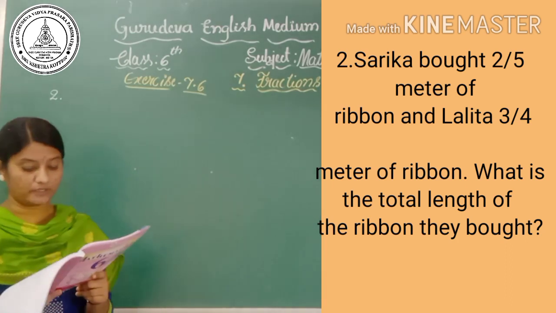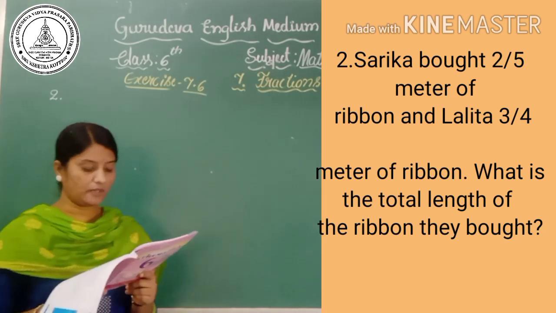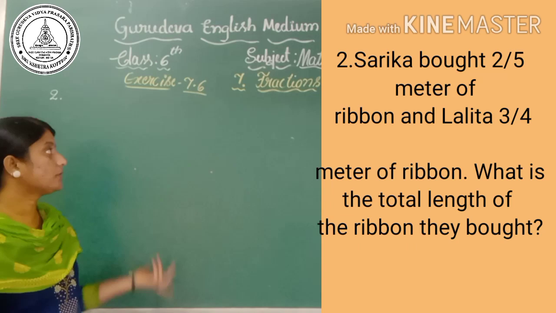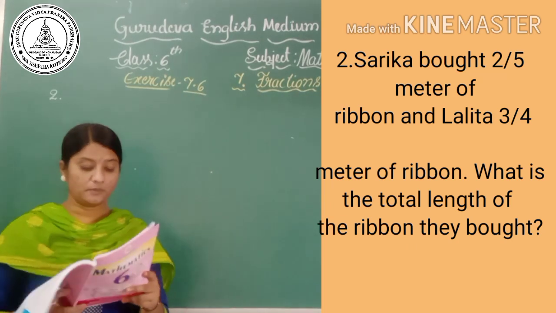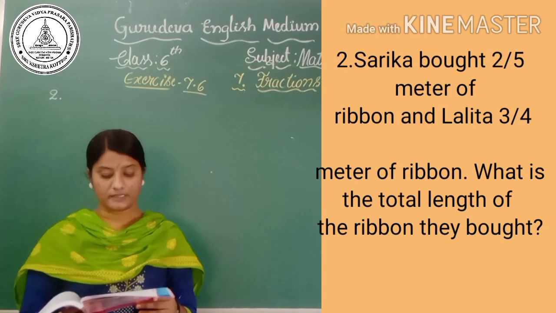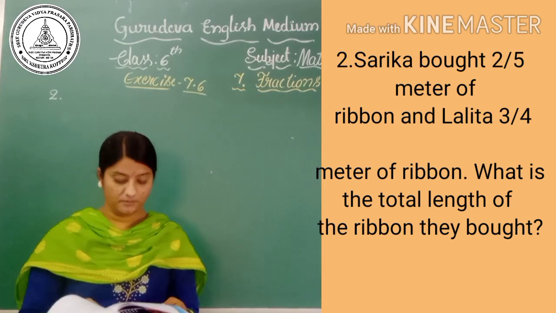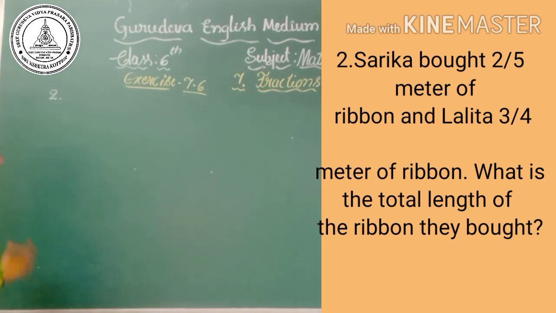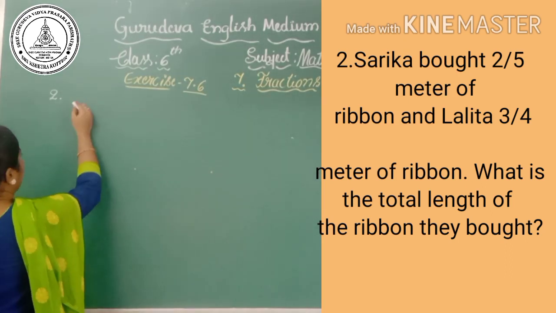The second question is: Sarita bought 2 by 5 meter of ribbon and Lalita 3 by 4 meter of ribbon. What is the total length of the ribbon they bought? Okay, sir. Here, what do we have to write in the first sentence? Ribbon bought by Sarita and ribbon bought by Lalita, and we have to write the total length of ribbon bought. This is the first sentence.